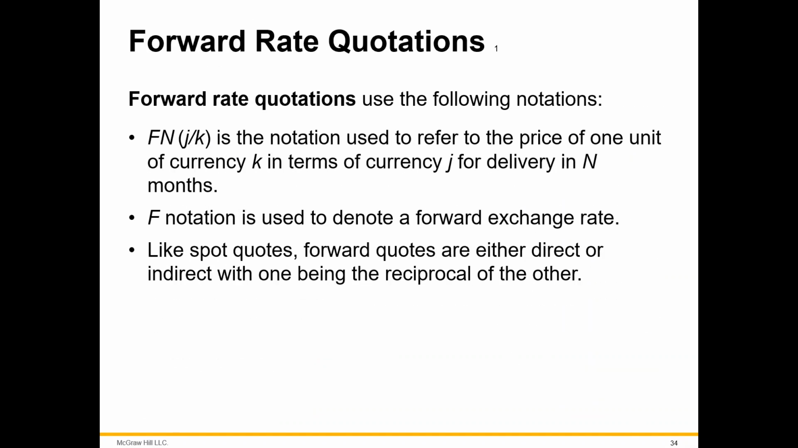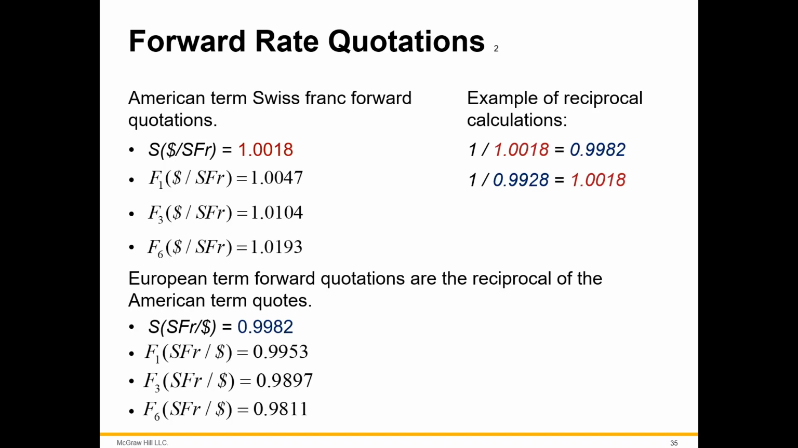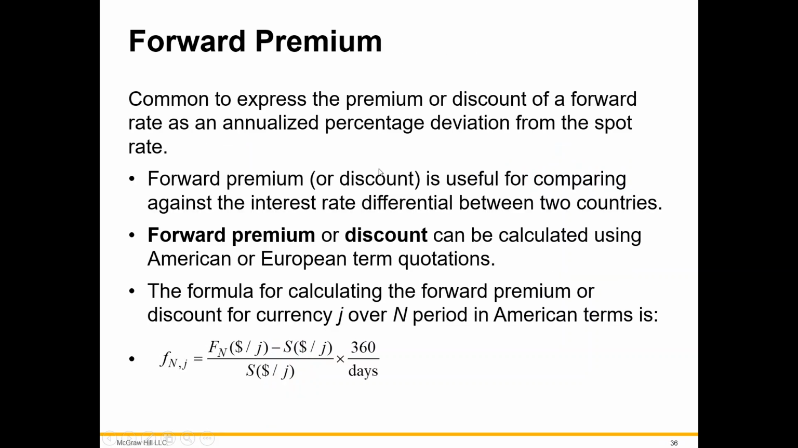Okay, so in terms of notation, we have N as the number of months forward, and otherwise it's the same, where you have the currency J and currency K. Like spot, the forward quotes can be direct or indirect. There are some examples. It's common to express a forward in terms of a premium or discount relative to spot, and that's a percentage increase times 360 to get a daily number.